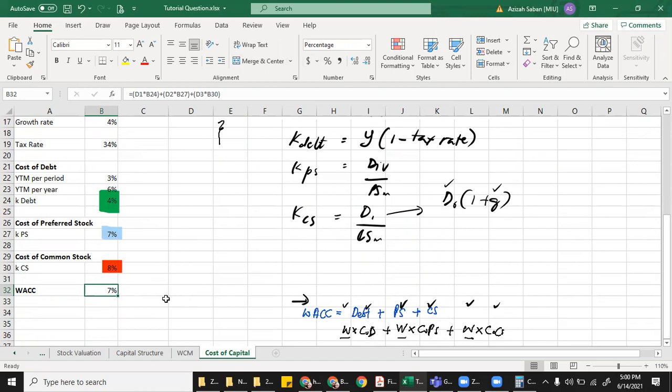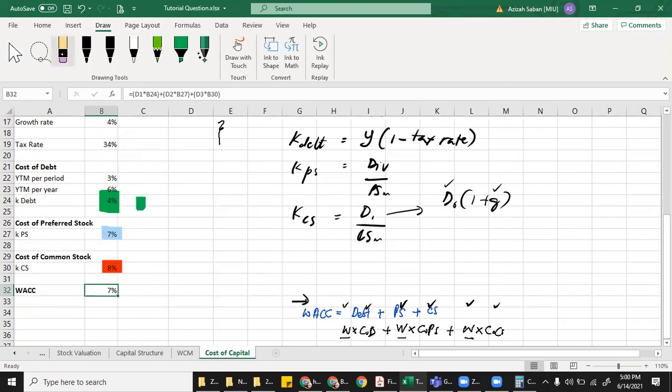We already calculated the weightage of debt, the weightage of preferred shares, and the weightage of common stock, and the total is 7%. Debt is 4%, very low. Common stock is quite high, and it leverages the cost. All right, so that is the answer for this.